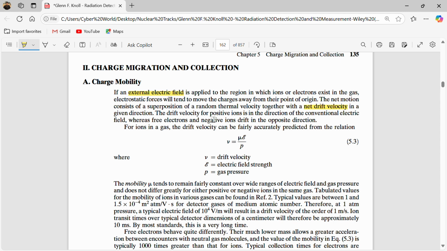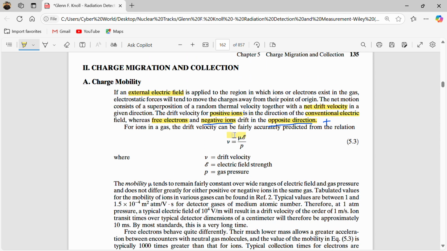The net drift velocity for positive ions is in the direction of the conventional current, because conventional current always flows from positive to negative. Whereas free electrons, the negative charges, drift in the opposite direction, toward the positive. So positive ions drift toward the negative, and free electrons drift toward the positive.